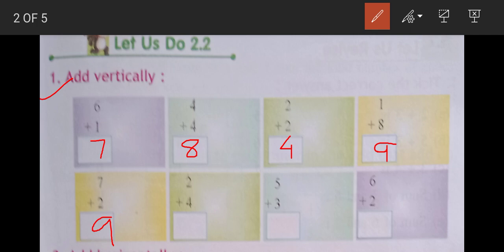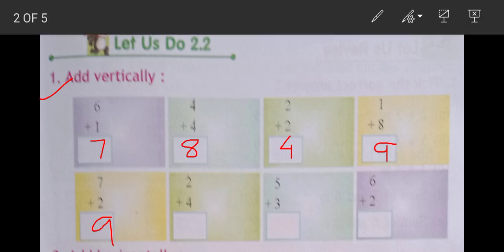So the remaining 3 sums you will do in the textbook by yourself, but in the copy you will be doing only the first line. That means this one, this one, this one and this one you will do in your copy, and all the sums you will do in your textbook, as we are doing regularly. Now let us go to question number 2.